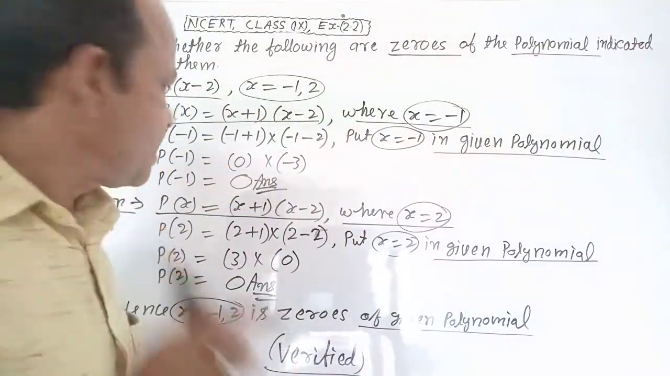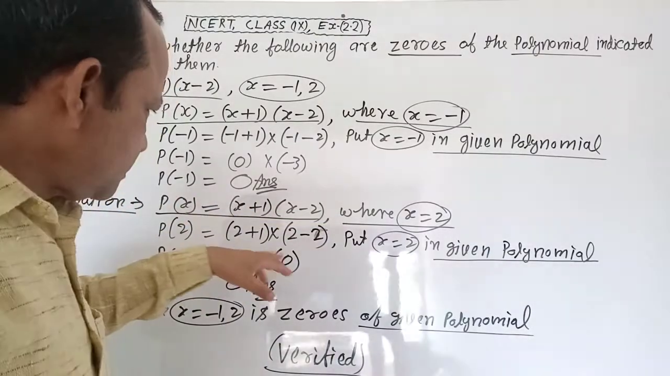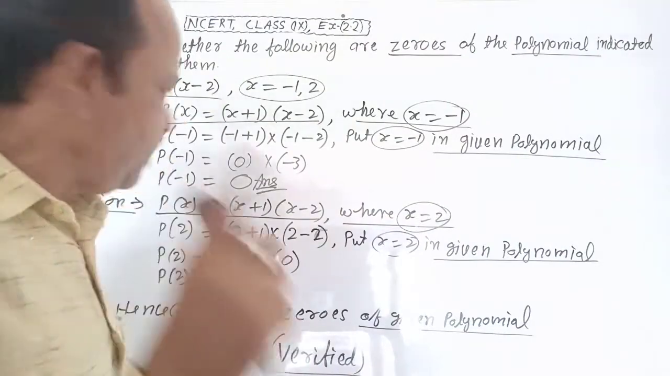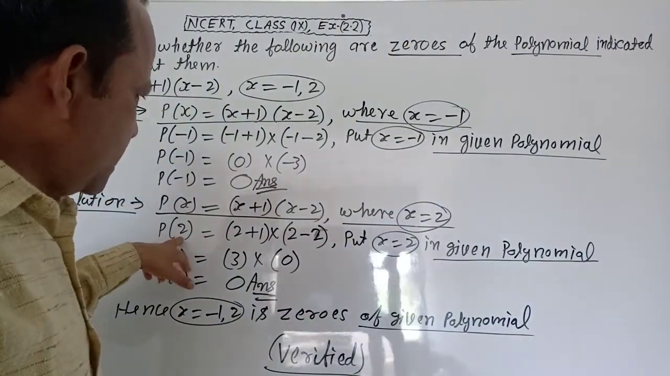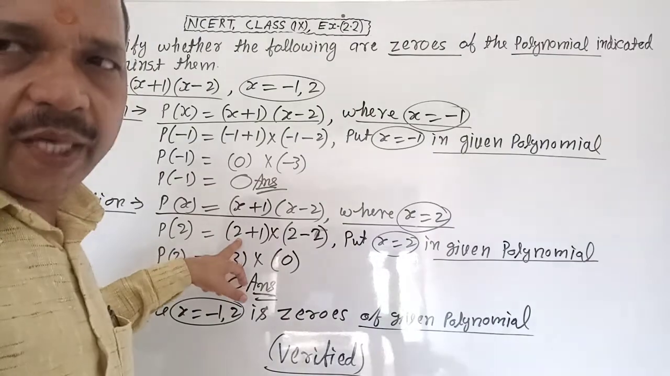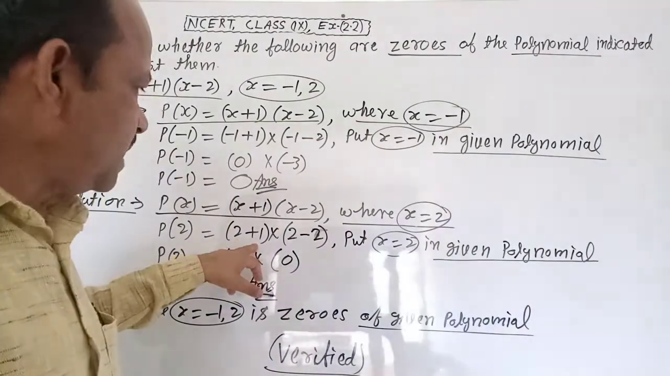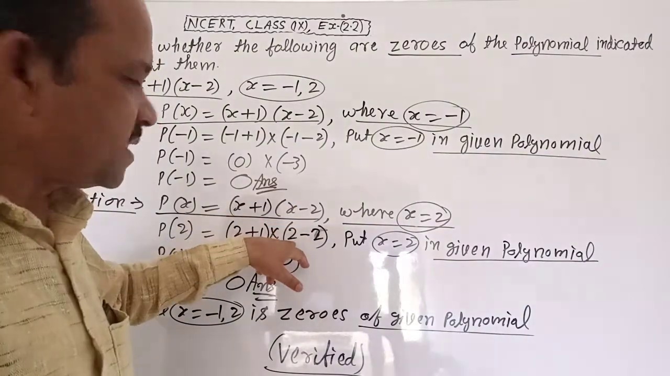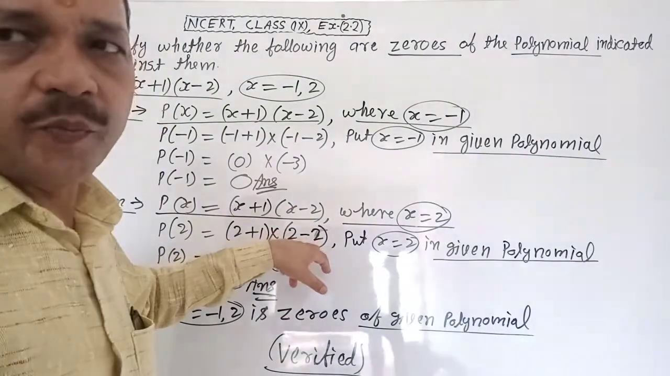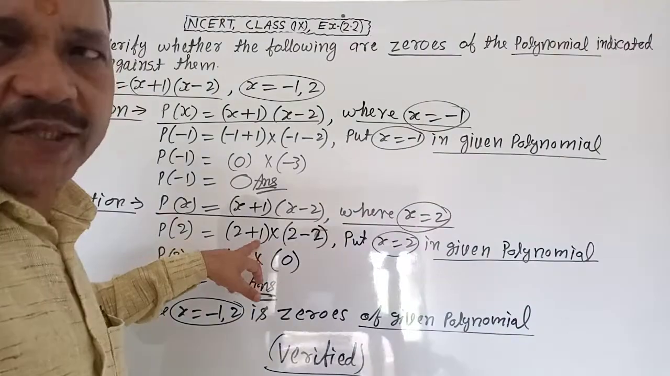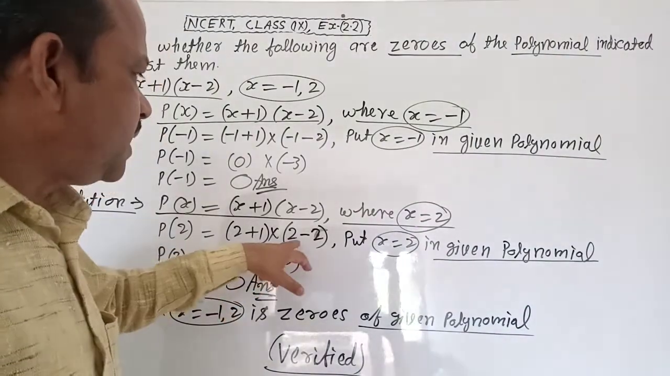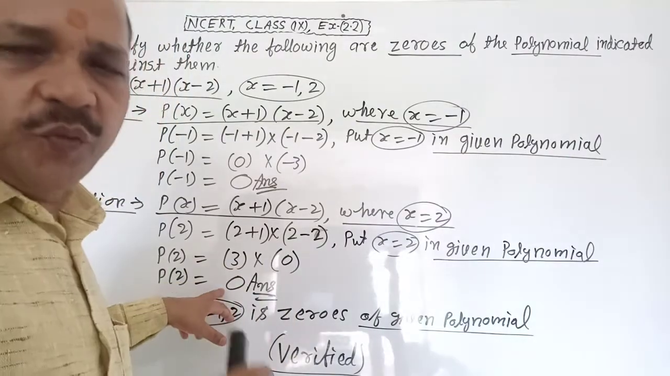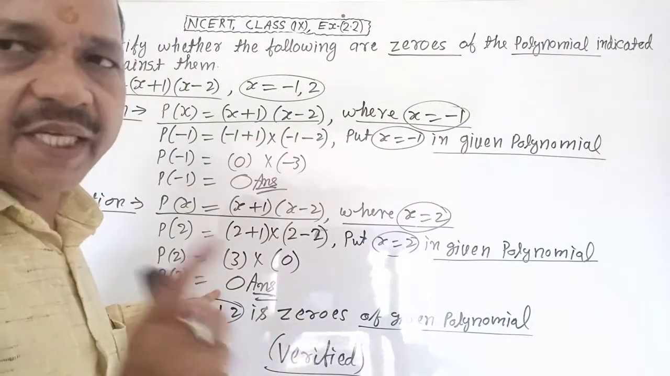Clear? In the second step you put x equals 2 in the given polynomial. p(x) equals (x plus 1) in first bracket, the value of x is 2, so 2 plus 1, and in second brackets the value of x is 2 minus 2. It becomes 2 plus 1 becomes 3, and 2 minus 2 becomes 0. 3 multiplied by 0 becomes 0. You find your answer 0 in the second step.